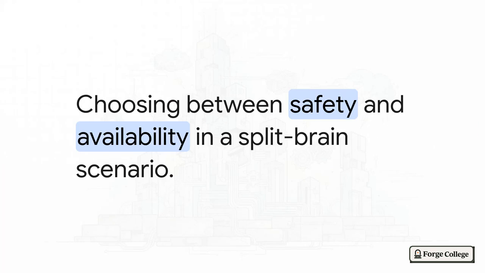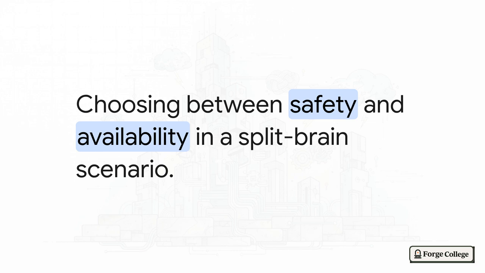But let's add a serious plot twist. What happens if there's a literal network partition? Imagine a physical cable gets cut and suddenly nodes A and B are totally isolated from C and D. Neither side has a majority anymore. The system now faces a brutal choice: safety versus availability. This is known as a split brain scenario.